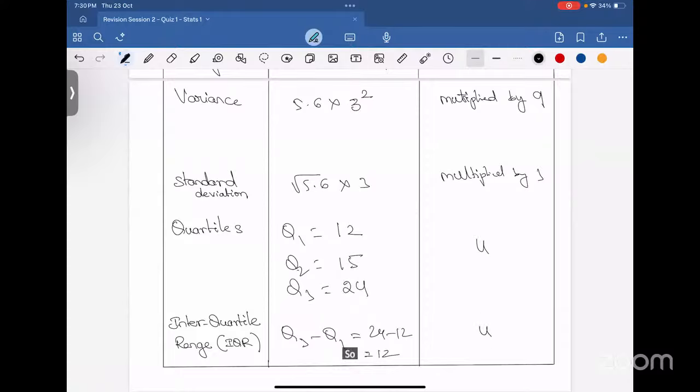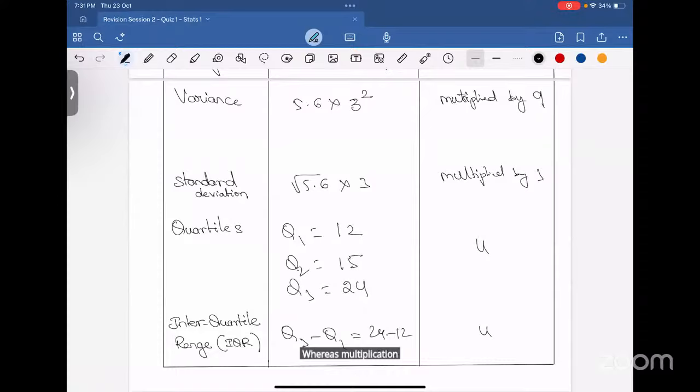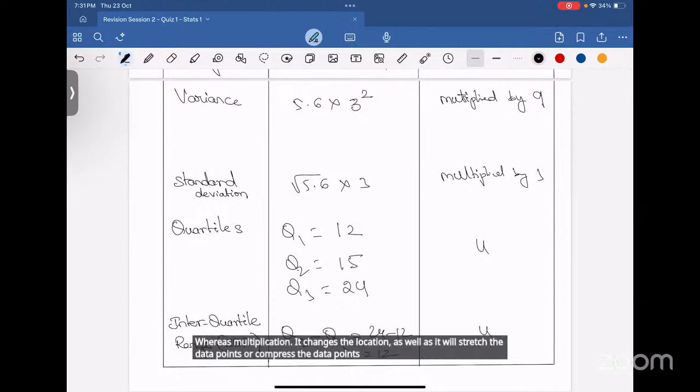So when you scale or multiply each and every data value, then both the center and the spread will change. When you just simply add, only the location or the center will change. So addition will only change the location, not the spread. Whereas multiplication changes the location as well as it will stretch or compress the data points, so the spread will be changing.